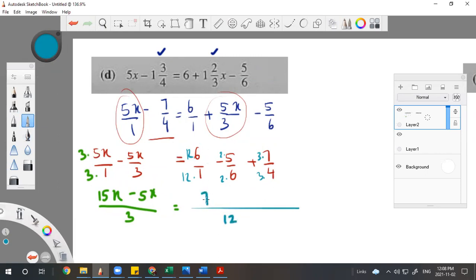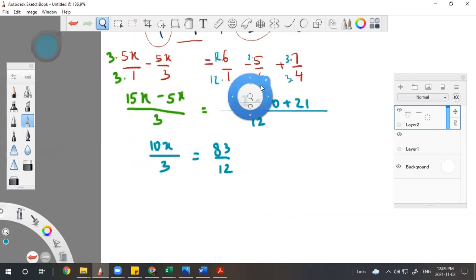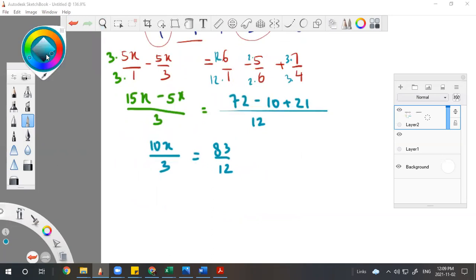12 times 6 is 72, subtract 10 plus 21. So the answer will be 10x over 3 equals, using a calculator is okay, 72 minus 10 plus 21, 83 over 12. So how do you calculate x? Do the cross multiplication. If you don't want to do the cross multiplication, it's okay, but I advise you to do the cross multiplication.